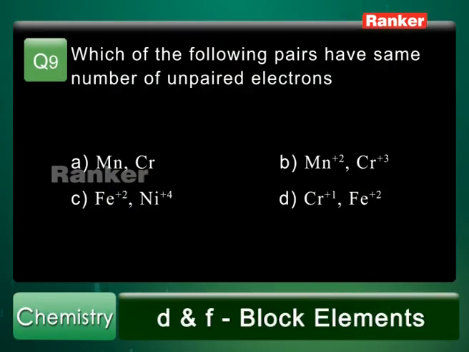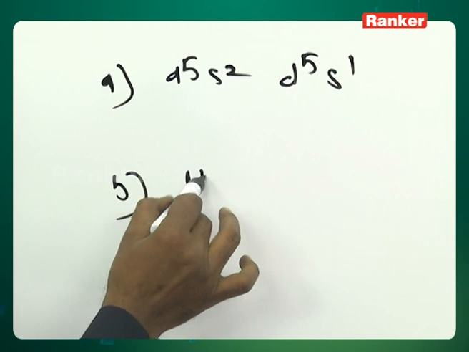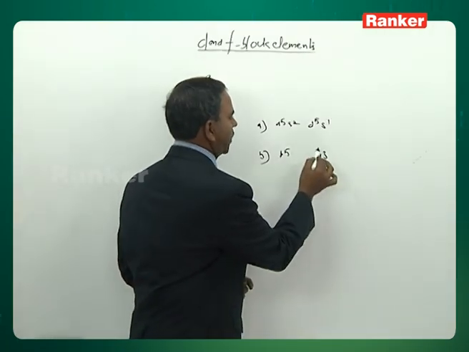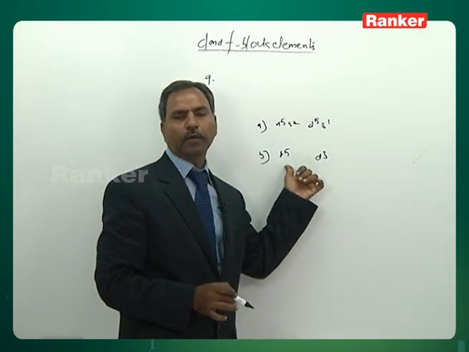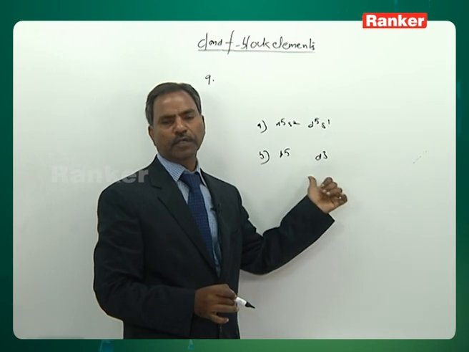Coming to option B, Mn plus 2. Mn plus 2 means again D5 configuration. Chromium plus 3 means D3 remaining. See, 5 unpaired electrons and 3 unpaired electrons. So, it is not our answer.